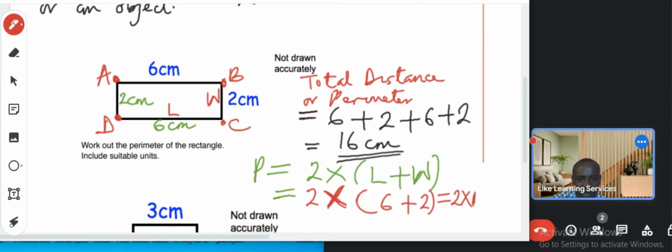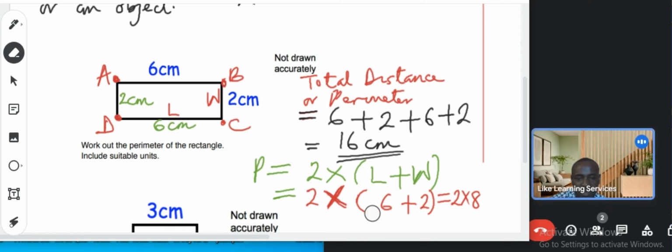Are you sure we didn't make a mistake? 6 plus 2 is not 12. Oh, 6 plus 2 is 8. Good. 6 plus 2 is 8. So 2 times 8. Do you understand? Yes. How did I get 8? 6 plus 2. Is it not? Yes. Because I'm saying 2 times 6 plus 2.